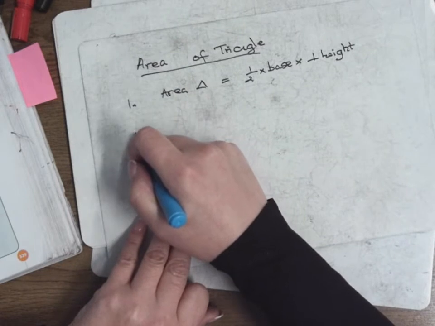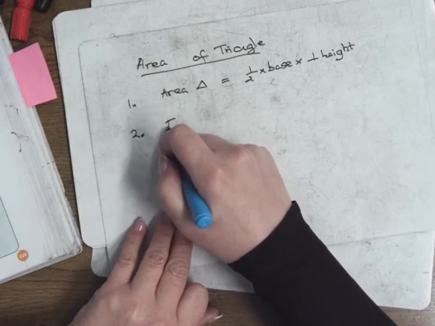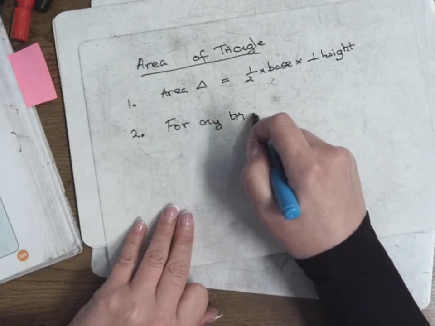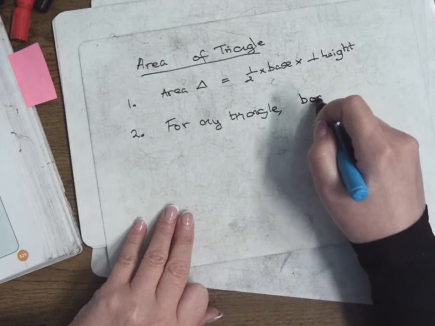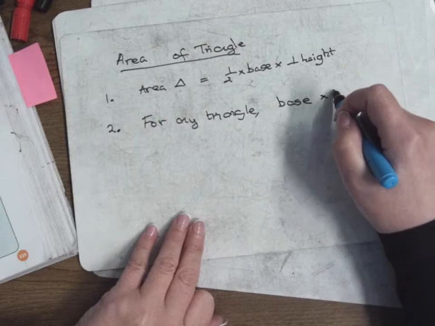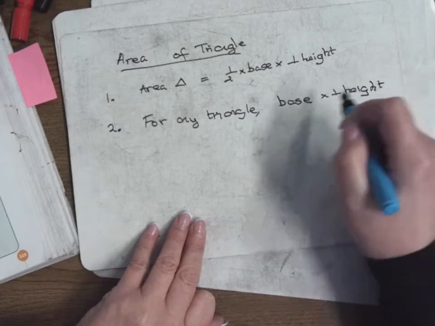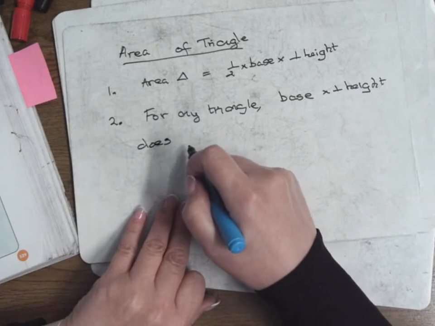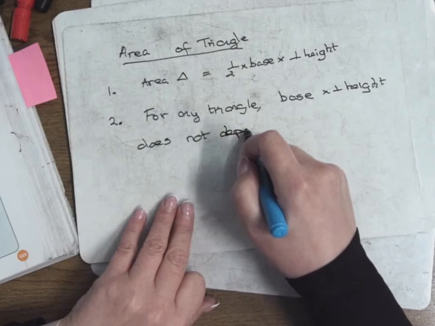The second thing is, for any triangle, base by perpendicular height does not depend on the choice of base. Now that's a very complicated way of saying base multiplied by perpendicular height does not depend on the choice of base. You know this also, you just probably never written it down.